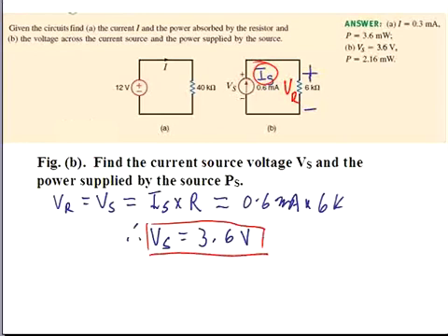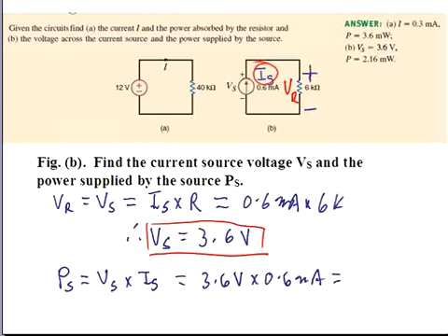Now we'll calculate the power supplied by this source, and that will be V sub S times I sub S, and that is equal to 3.6 volts times the source current, which is 0.6 of a milliamp, and this is equal to 2.16 milliwatts. This power is being supplied by the source because the current flows out of the positive terminal of the polarity of the voltage across that source.